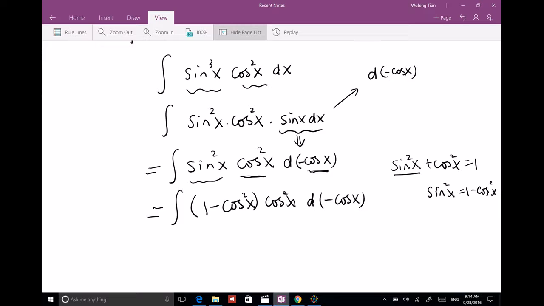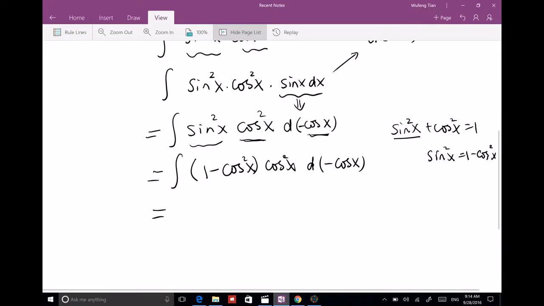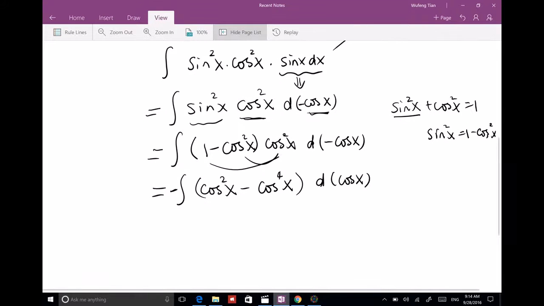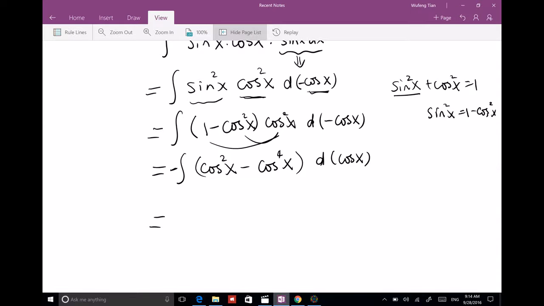Well, the negative doesn't matter. You can take it out as a negative coefficient. Then everything is perfect. You can distribute: cosine x squared, and minus cosine x power 4. And then you have d of cosine x, and you have a negative in front. Since it is d of cosine, you can use u substitution. Everything is u: u squared, u fourth, du. You don't have to change that.